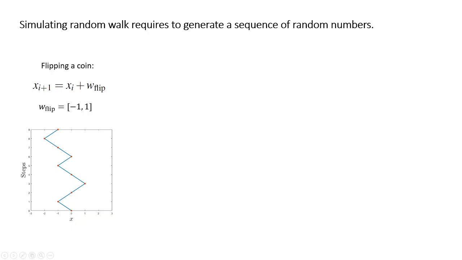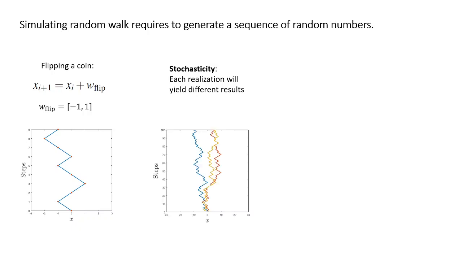At each time step, the particle can either go to the left or go to the right with equal probability. One of the important problems that arise with such systems is called stochasticity, which means that each realization will yield different results. For example, here you see 3 trajectories that are generated from the same random walk algorithm, and they all end up in different positions. So it's very difficult to predict what is going to happen at the end because it will be different for each realization of the random walk experiment.